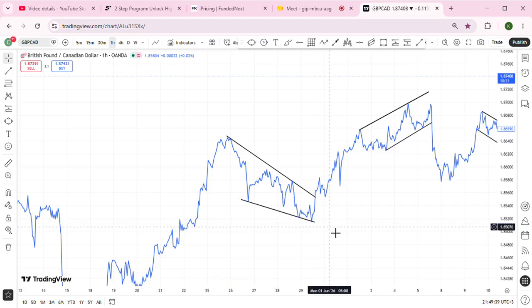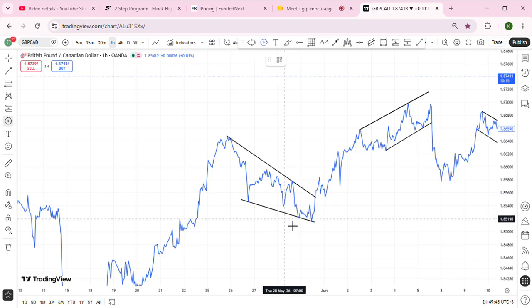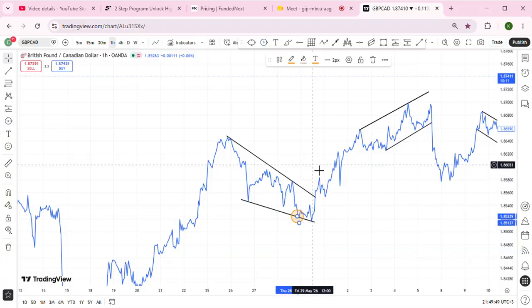And you can see, if you use the last one I've used, you are going to be having three touches. The market will have touched that trend line 3 times. You can see we have that one.